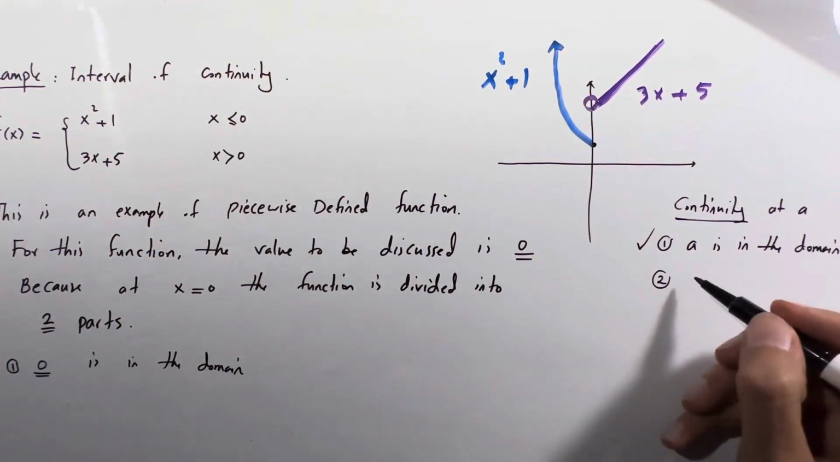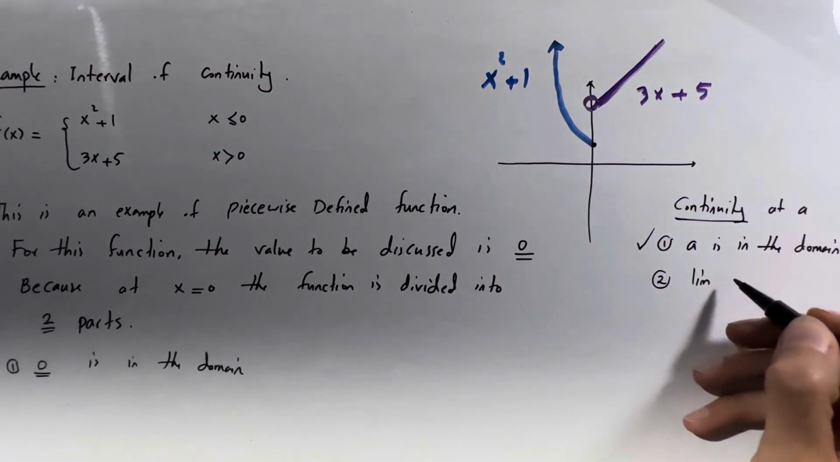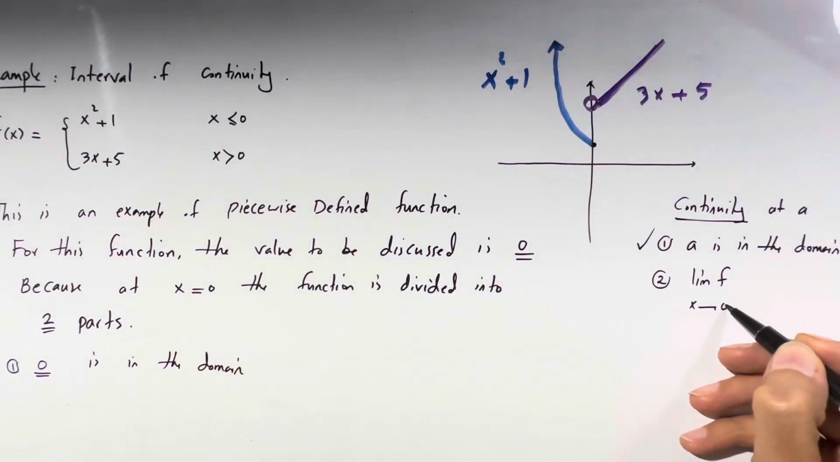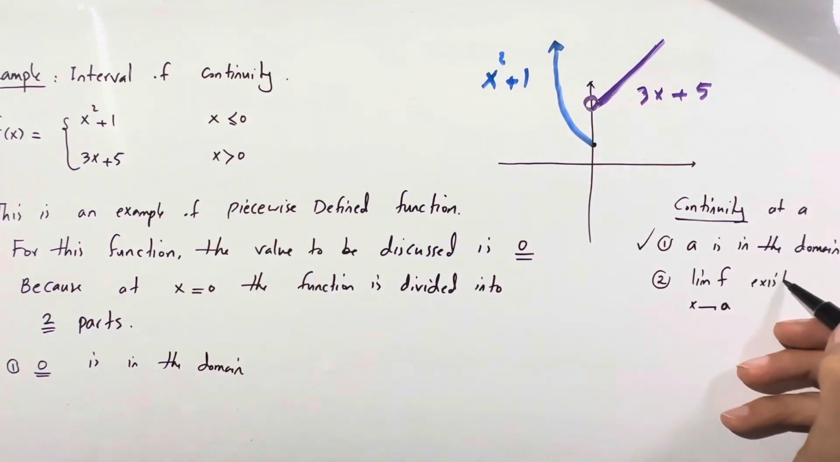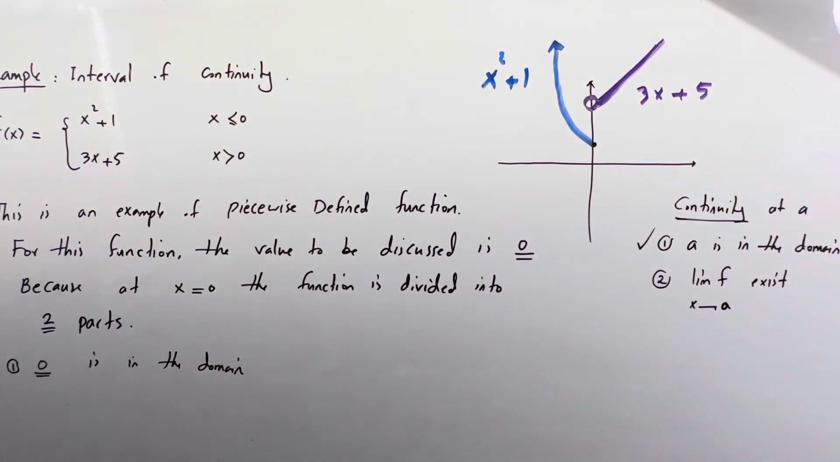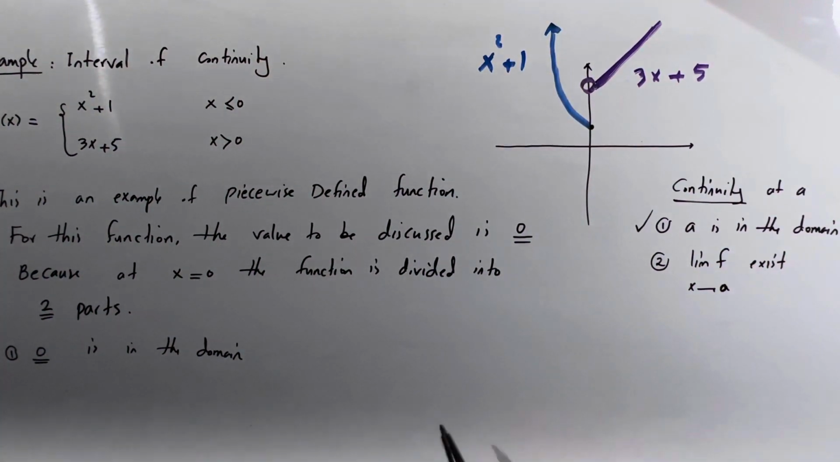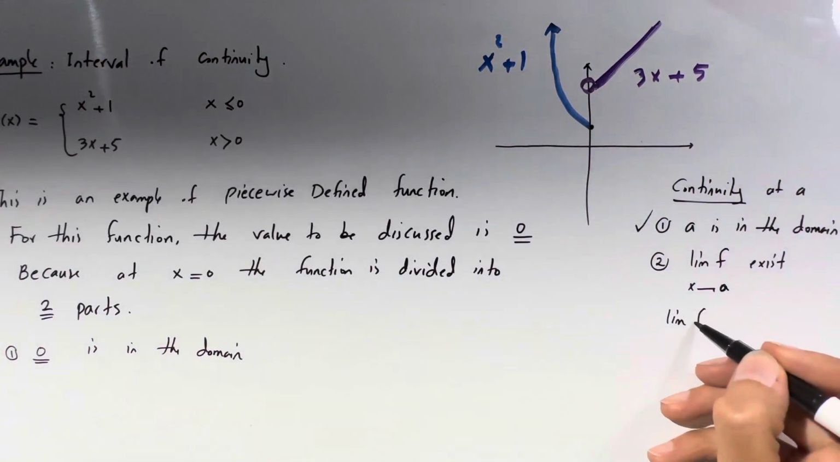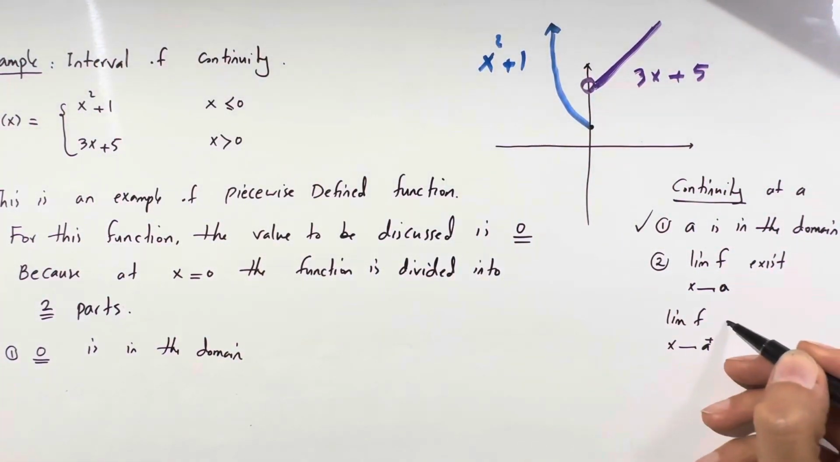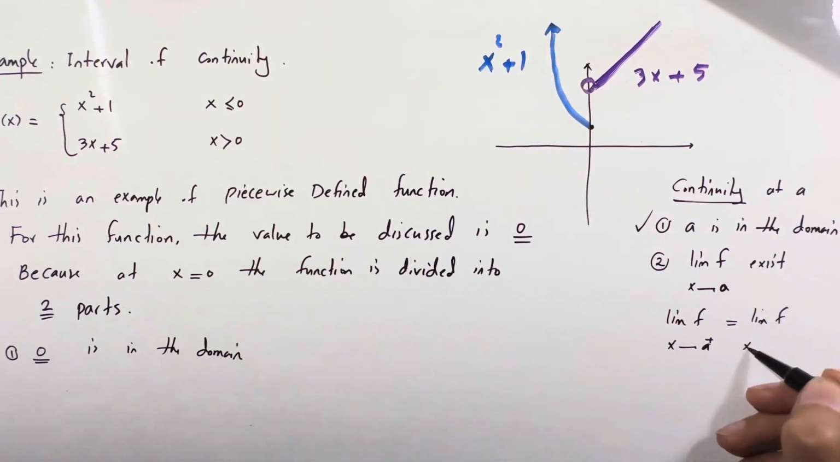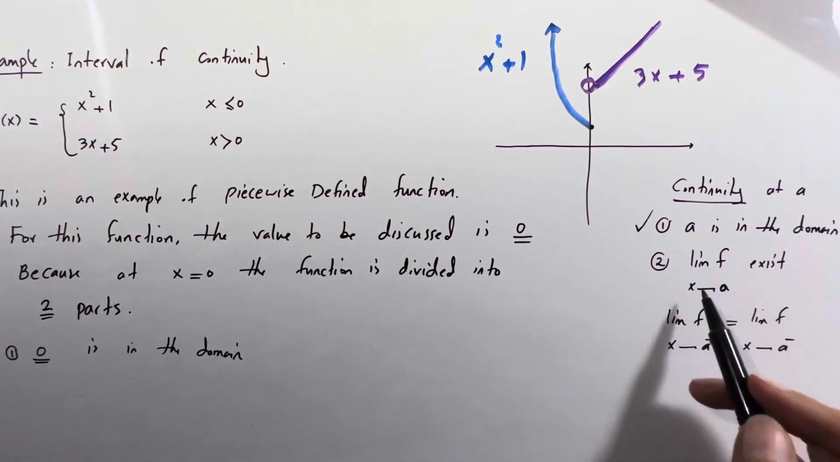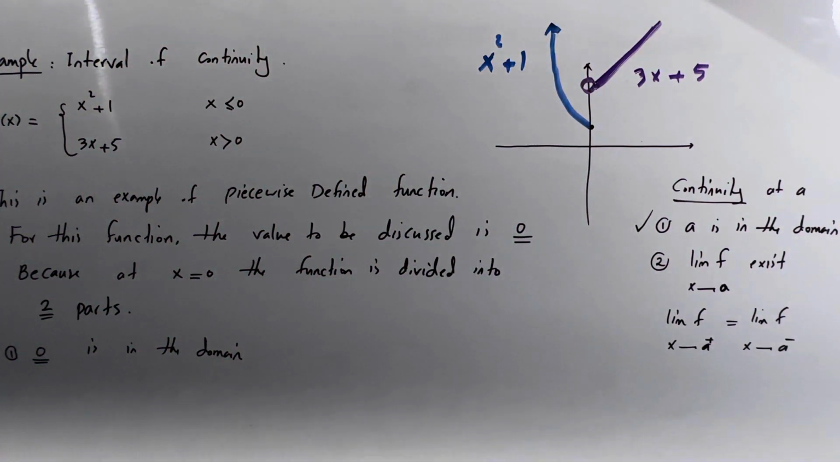Two, you need to check to see if the limit of the function while x approaches A exists or not. What's the meaning of that? It means that you need to check to see if limit from left is equal to limit from right or not. That's the meaning of the limit exists.